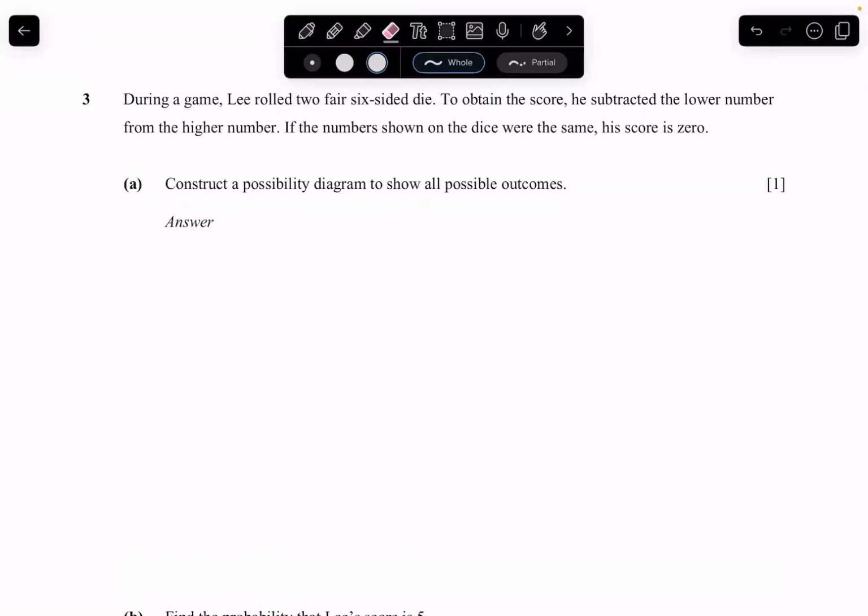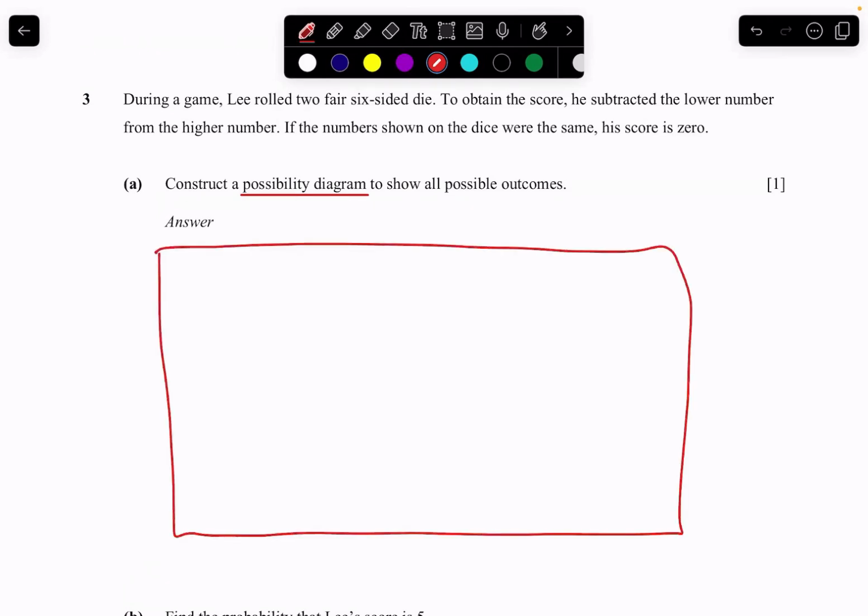Okay, during the game, Lee rolled 2 fair 6-sided dice, right? To obtain the score, he subtracted the lower number from the higher number. If the number was the same, the score was 0. Okay, construct a possibility diagram to show all possible outcomes. Right? So a possibility diagram is used when we have such a scenario, multiple outcomes, and then we just draw a possibility table.